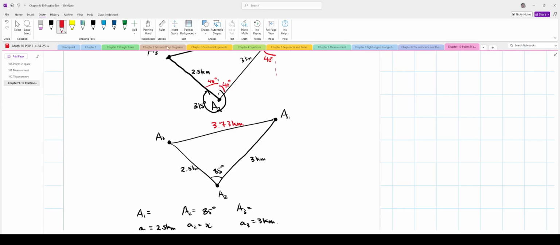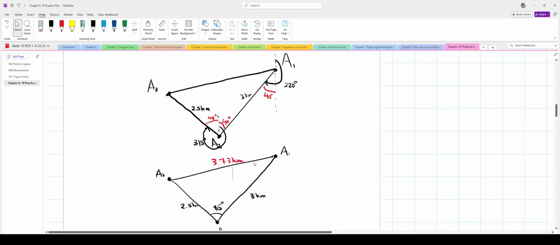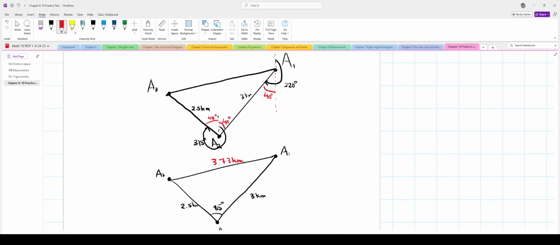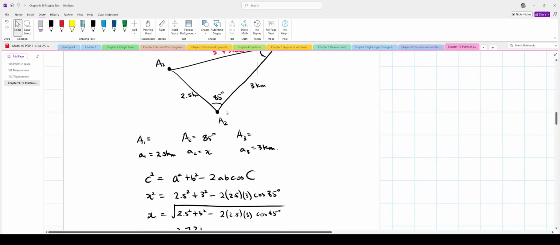Now the next question asks me to find the bearing of the Aaron from the starting position. We want to find the bearing of A3 from A1. Well, I know that the bearing of A2 from A1 is already 220 degrees, so I think that if I find the angle A1, let's call that y, find the angle A1, then I'm going to add it to the 220 degrees, the bearing of A2 from A1, and then I'll find the bearing of A3 from A1. So how will I find such angle?